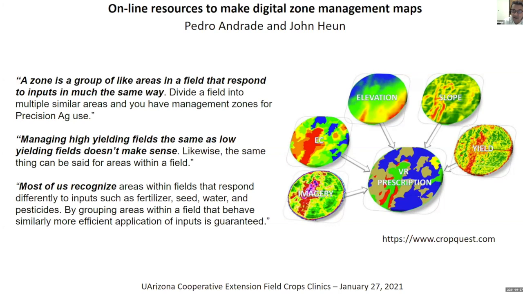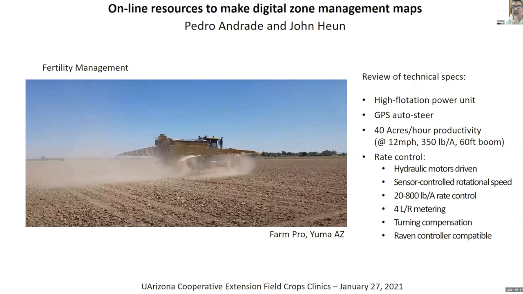And then I really like the third paragraph. It says most of us recognize areas within fields that respond differently. You can read the rest. The point here is that growers, crop consultants, the people doing the field work, they recognize those zones, right? It's in their memories. It's in their years of experience. So one point to me is how can we digitize that experience and then make use of it? All right, so now let's go a little closer to Arizona cases.